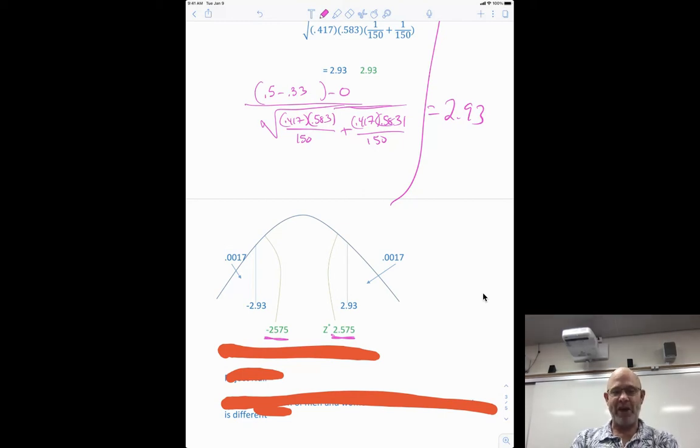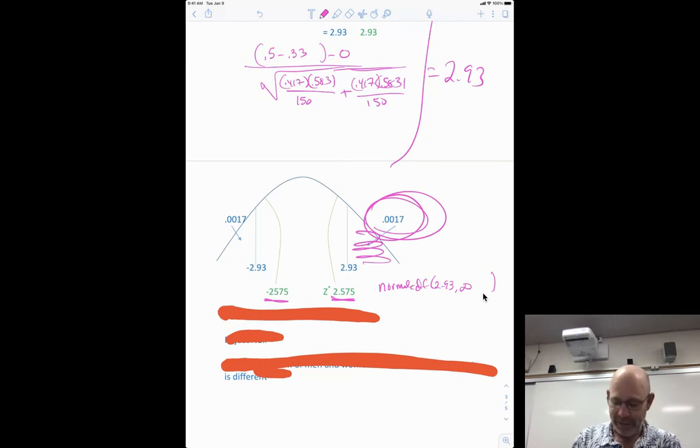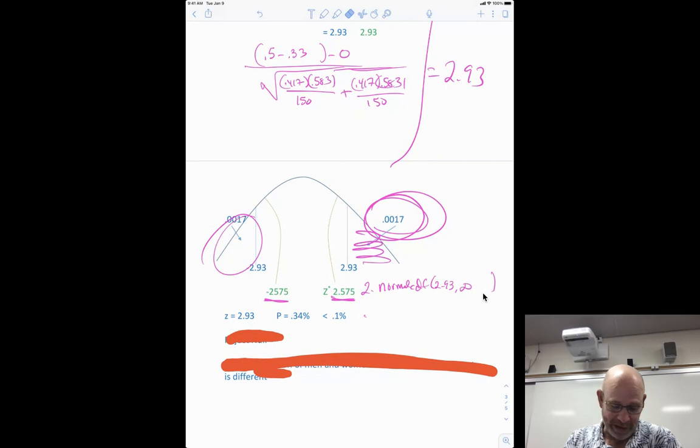And then we need to find the p-value. So remember, we go normal CDF from 2.93 to infinity. That's going to tell me 0.0017, but then I need to double it because of the other side. If it was a one-tailed test, I would not double it. So I get a p-value, for a test statistic of 2.93, of 0.34%.